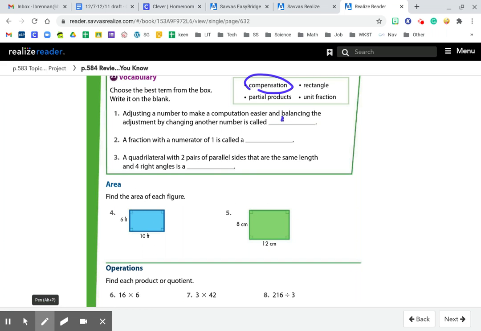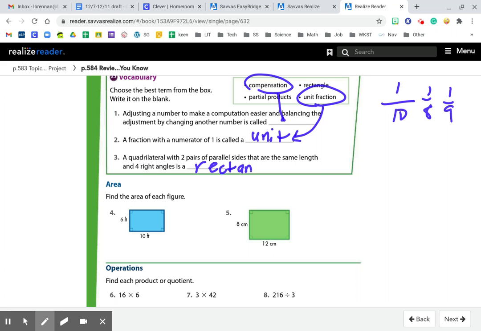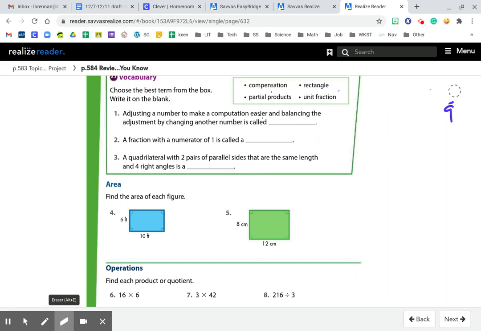So that would be number 1 right there. A fraction with a numerator of 1, like 1/10, 1/8, 1/9, 1/7, that's called a unit fraction. I remember that from 4th grade. A quadrilateral with 2 pairs of parallel sides that are the same length and 4 right angles is called a rectangle. So there's some vocabulary for you to review. It's going to come up in our topic.